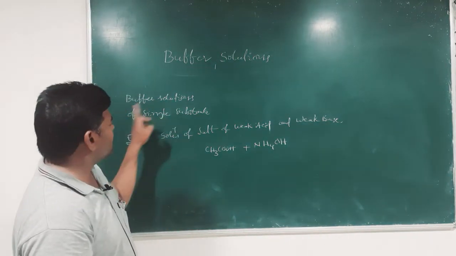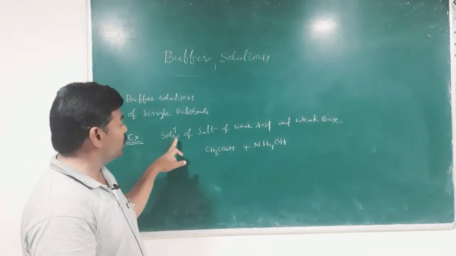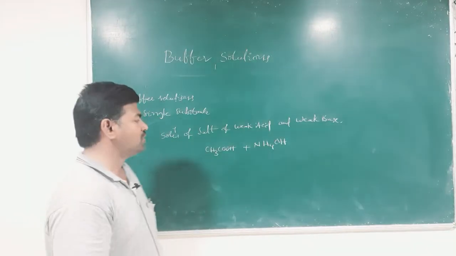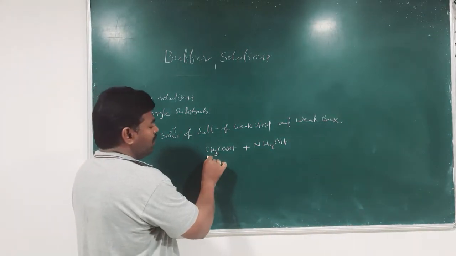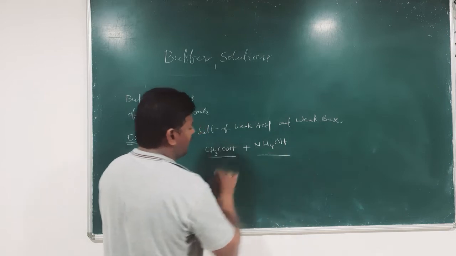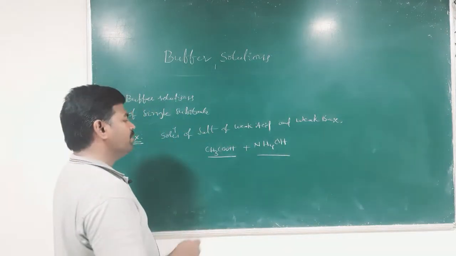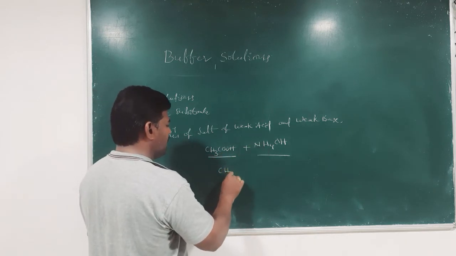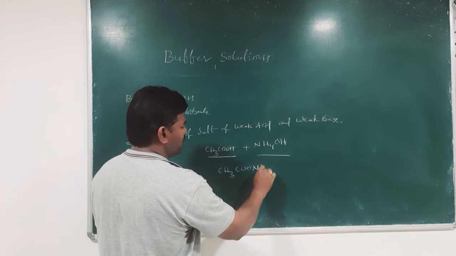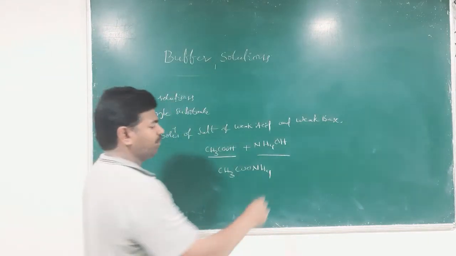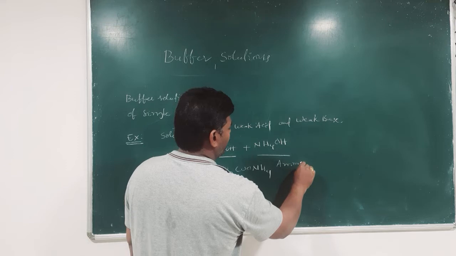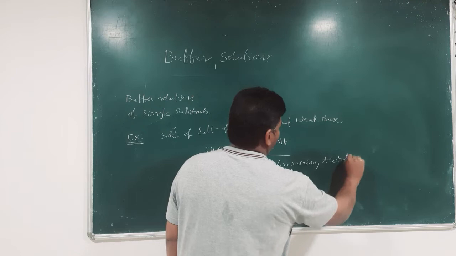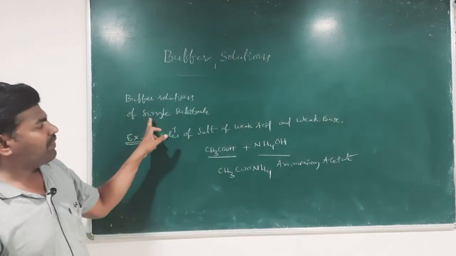So, a buffer solution of a single substance is a solution of a salt of a weak acid and a weak base. The salt formed by the weak acid and weak base is CH3COONH4, ammonium acetate. Ammonium acetate is an example of a buffer solution of a single substance.